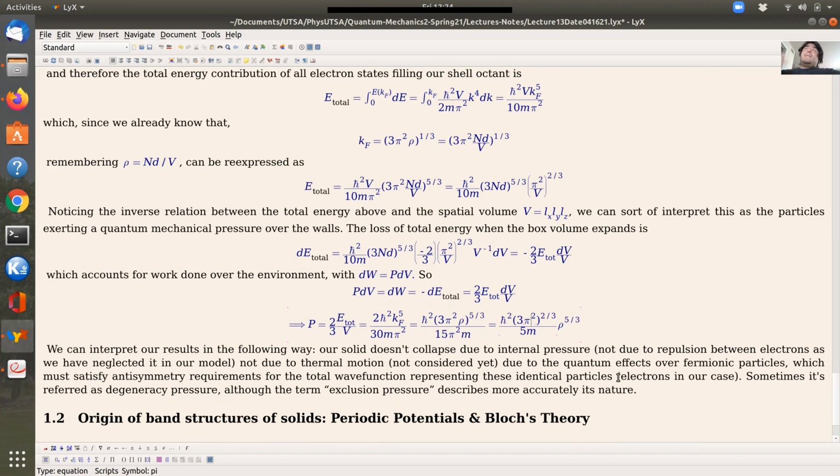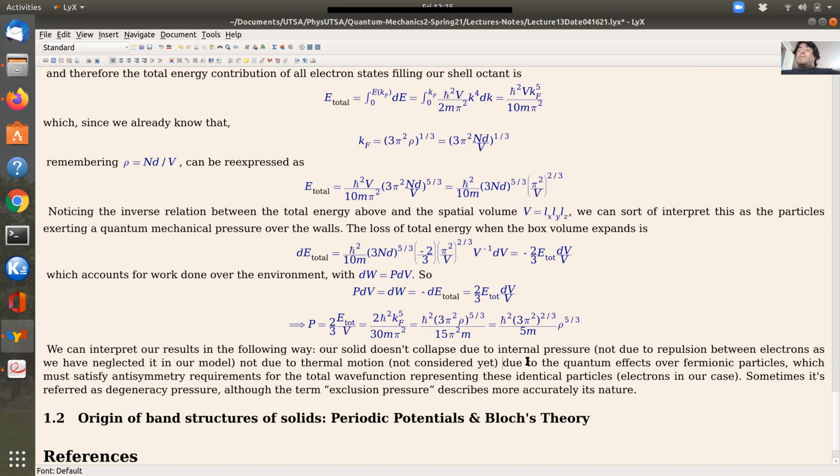So basically, to finalize this section, we can interpret the results in the following form. Our solid, it's not that it doesn't collapse in this model, of course, because we have done many simplifications, right? But even with the simplifications we have done, the solid doesn't collapse. And so far, we have not considered internal pressure, or sorry, we have not considered the repulsion between electrons because we have neglected it. So no repulsion between electrons has been considered. No thermal motion has been considered yet.